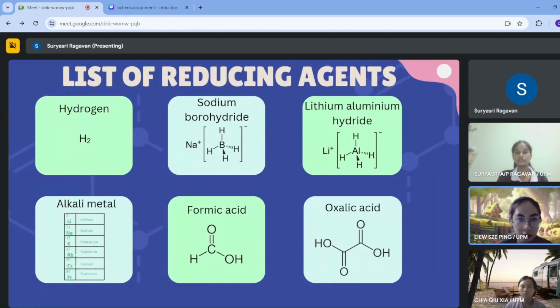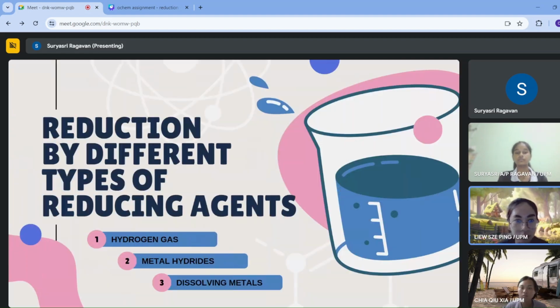So here is a list of reducing agents, which are hydrogen, sodium borohydride, lithium aluminium hydride, alkyl metal, formic acid, and oxalic acid. There are a few types of reducing agent. Now we'll be discussing the hydrogen gas, metal hydrides, and dissolving metals.